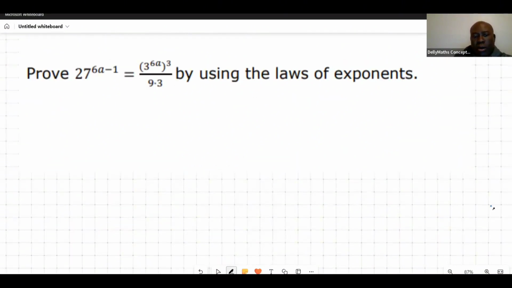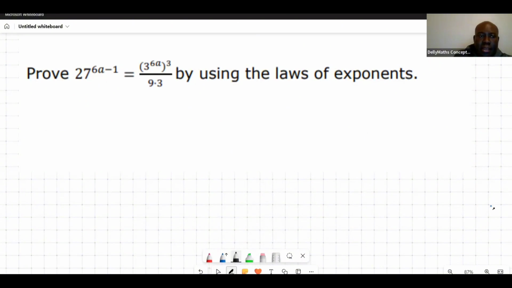All right, so let's take a look at this other one here. So this other one, what we require to do is that we want to take 27 raised to the 6a minus 1 and let it equal to 3 raised to the 6a in parentheses to the third all over 9 times 3, right? All right, so let us take a closer look.